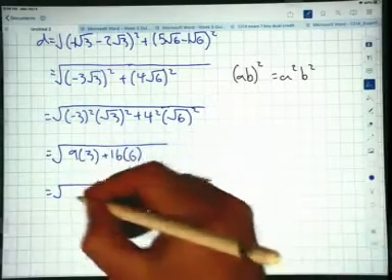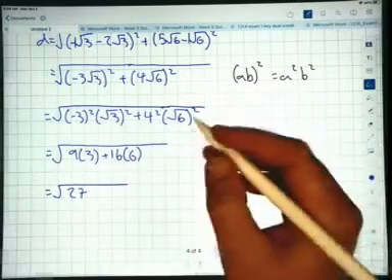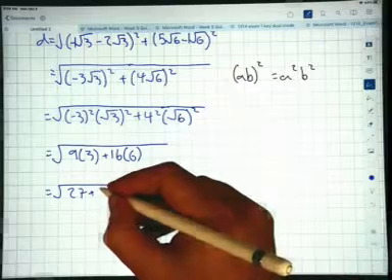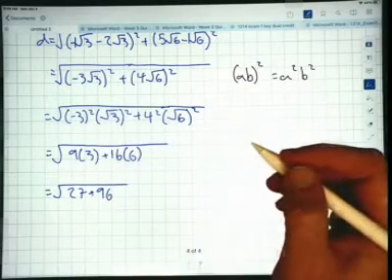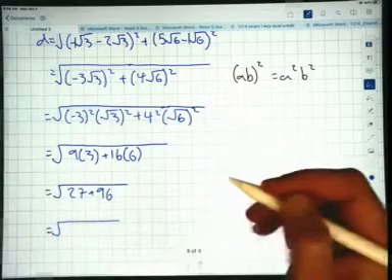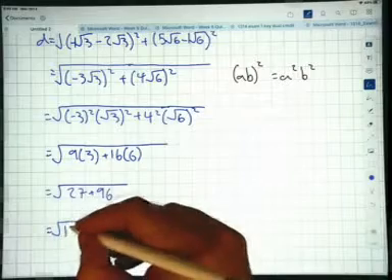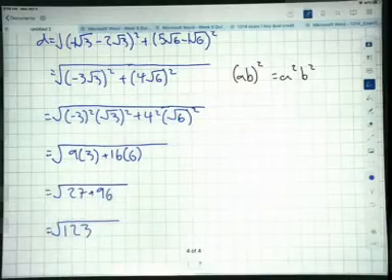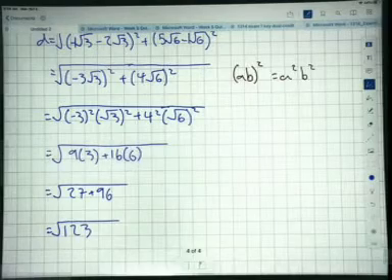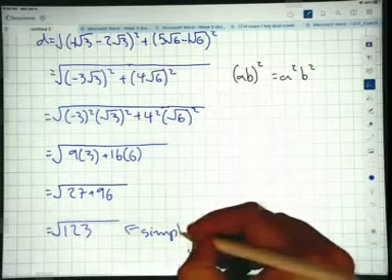So this gives us the root of 9 times 3, which is 27. 16 times 6, that's going to be 96. Which then we can add those two together. That's going to be 123. And then always ask yourself if you can simplify.